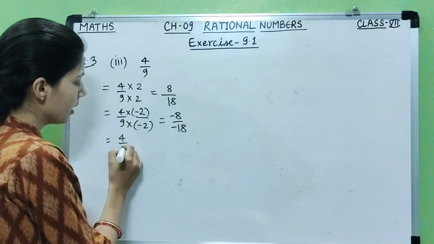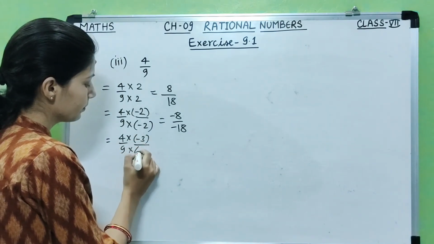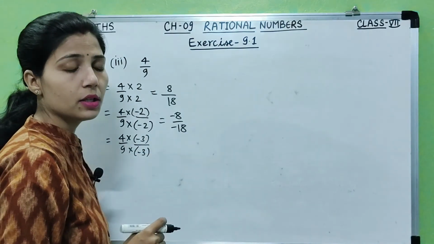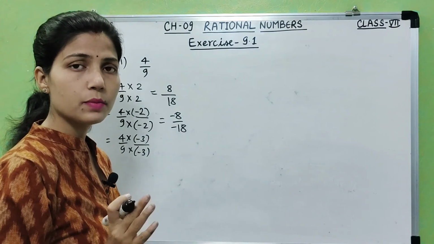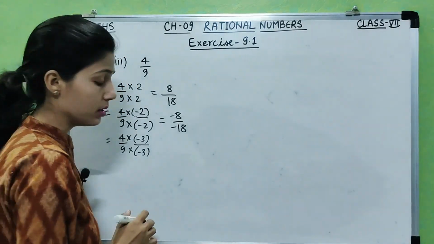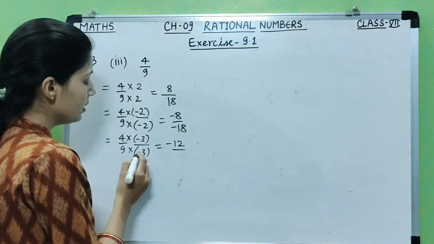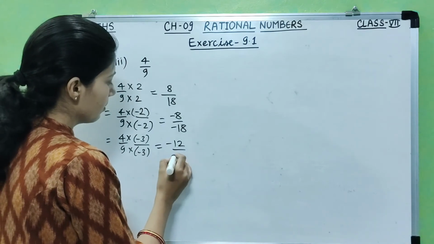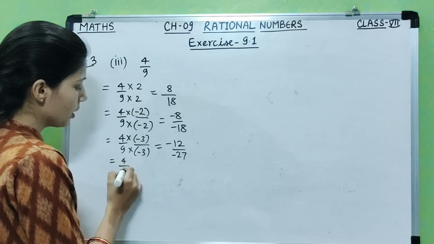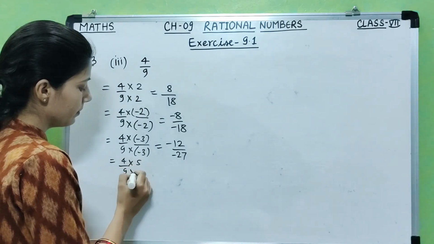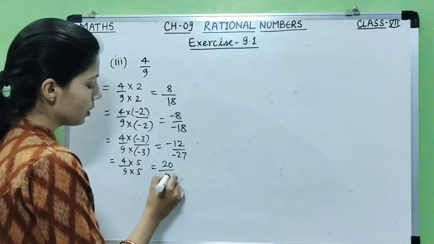Next, 4/9 into, suppose I am multiplying by -3, because to get the equivalent rational number of a rational number we can multiply by negative as well as positive integer. Okay. So 4 into -3 is -12 and 9 into -3 is -27. Okay. Similarly, one more, 4/9 into 5. So 4 5s are 20 and 9 5s are 45.